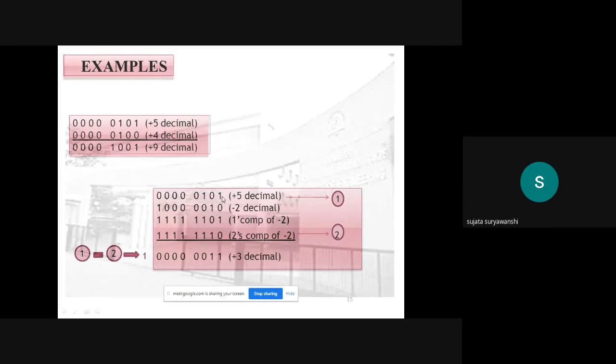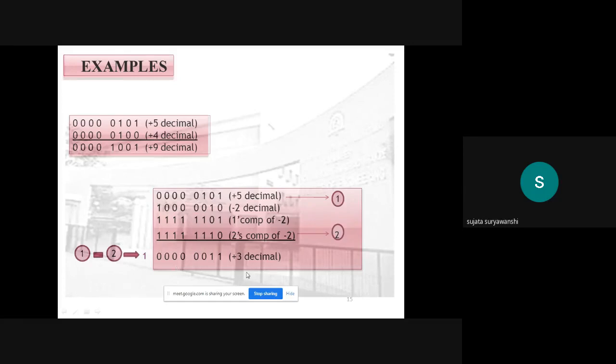And after that, you have to add 5 plus 5 and this minus 2. You'll get the answer: 1 plus 0 is 1, 0 plus 1 is 1, 1 plus 1 is 0 carry 1, 1 plus 1 is 0 carry 1, again 0 carry 1, 0 carry 1, 0 carry 1. Here at the last end, carry 1 is generated. That's why I have to just ignore that carry. That is your third step. Just ignore that carry.